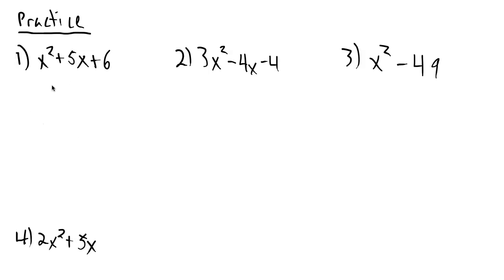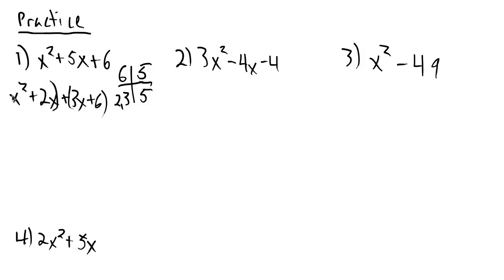All right, let's get going with this first one. We're looking for a times c. We're making our ACB chart. A times c is going to be 6. We're looking for factors of 6 that add up to 5. We test them out until we get to 2 times 3, which multiplies to make 6 but adds together to make 5. We split our b term up into 2x and 3x.